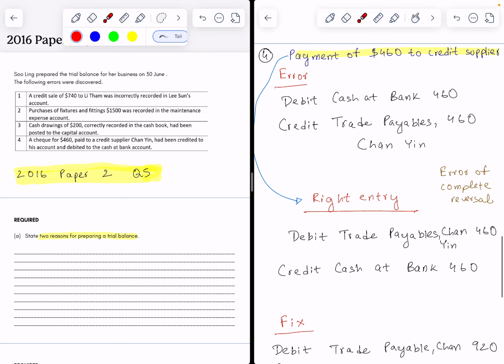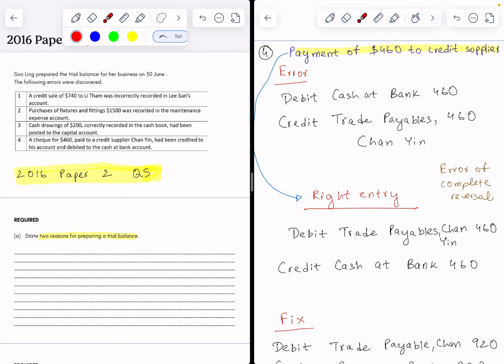The right way of recording this payment of $460 to a credit supplier, all right, is to debit trade payable, specifically the account for Shan Yin by $460, because Shan Yin is a credit supplier, right? And when our liabilities go down, because we are making the payment, we no longer have an obligation towards Shan Yin. Liabilities, when they go down, we always debit them, okay? So debit trade payable, specifically the account for Shan Yin by $460.